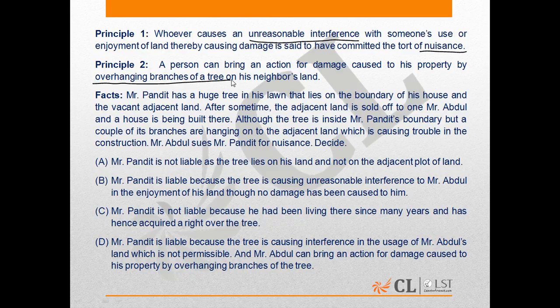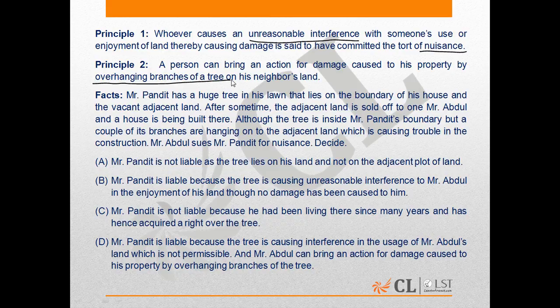So the second principle clearly says that if there are overhanging branches of a tree from the neighbor's land, then a person can bring an action for damage caused to his property. Now the facts say that Mr. Pandit has a huge tree in his lawn that lies on the boundary of his house and the vacant adjacent land. Later, that adjacent land was sold off to Mr. Abdul and his house was being built there.